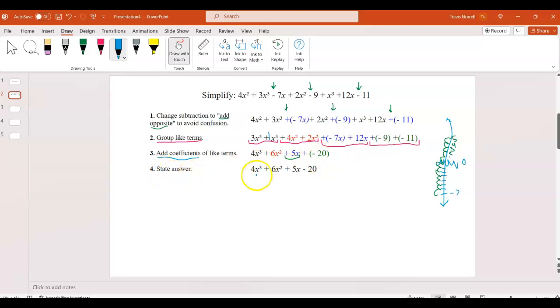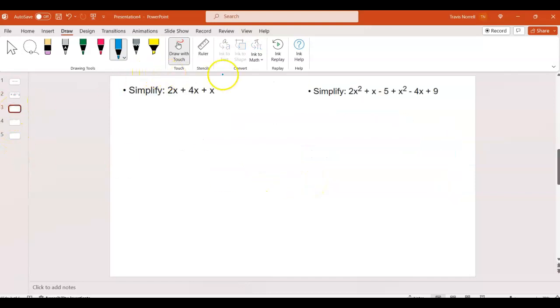And now when you state your answer here, you'll notice that all of your variables have different exponents, which will not be like terms. In order for them to be like terms, they have to be the same variable with the same exponent. So let's see if we can try a couple of these.